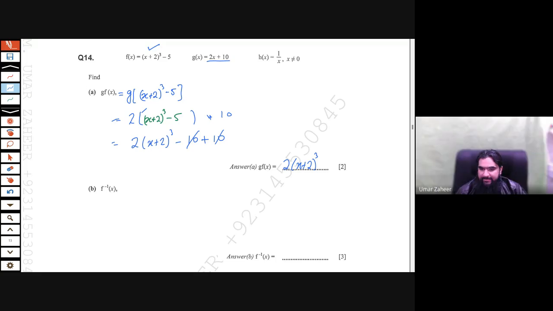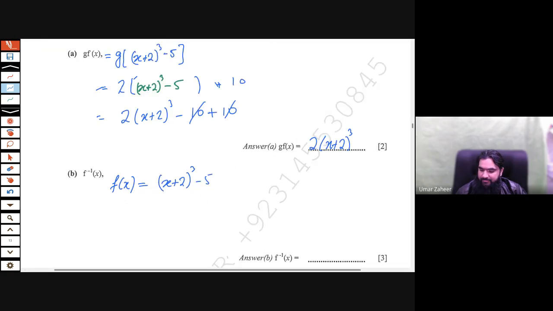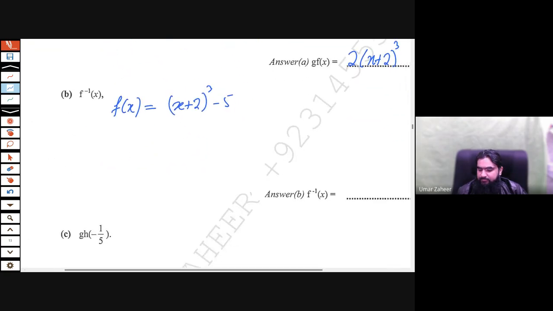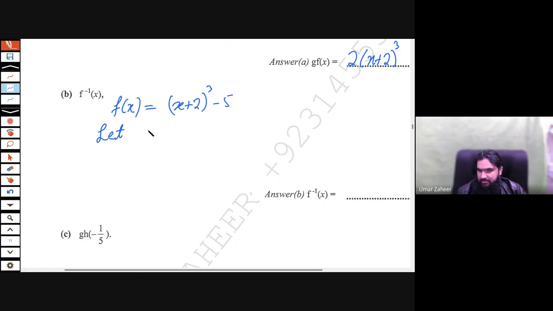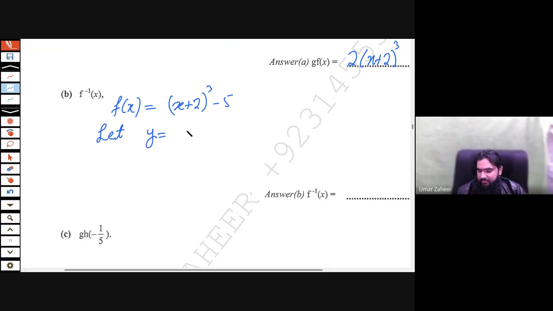Right. Okay, so we have to find the inverse. First of all, we have to write the function f of x is equal to (x + 2)^3 - 5. Aisha, can you please tell me the first step? We can write f(x) as y. So y is equal to (x + 2)^3 - 5.